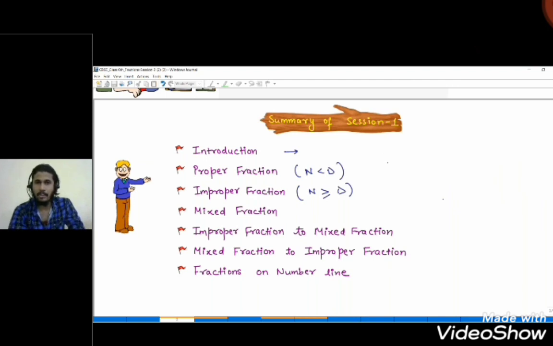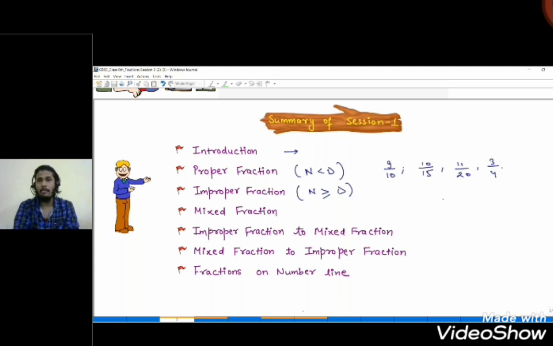A proper fraction could be any fraction where the numerator is less than the denominator. We could say 9 upon 10. We could say 10 upon 15. We could have 11 upon 20. We could have 3 upon 4. All these fractions are examples of proper fractions.